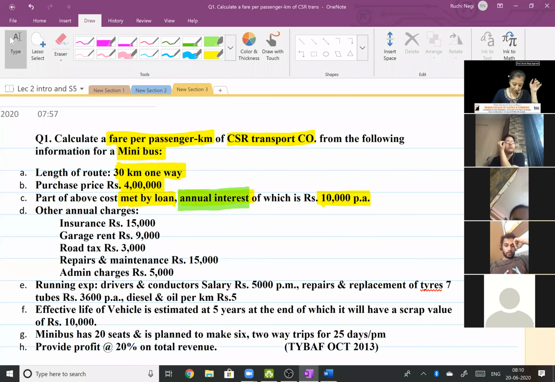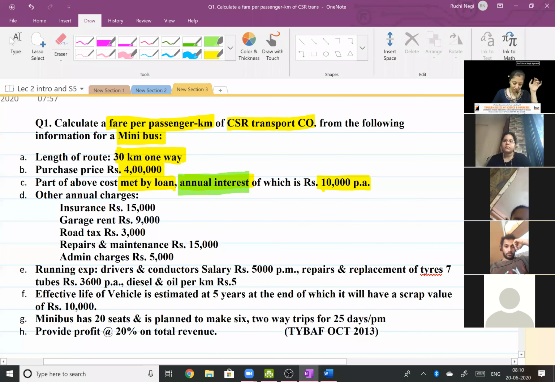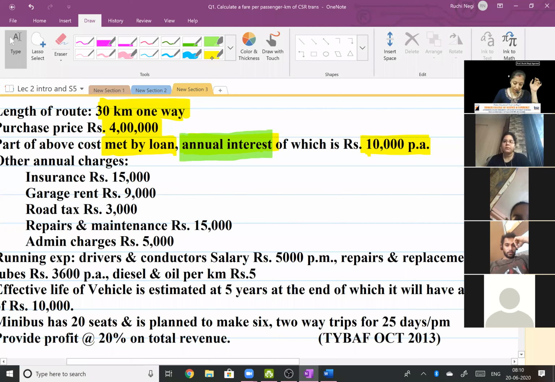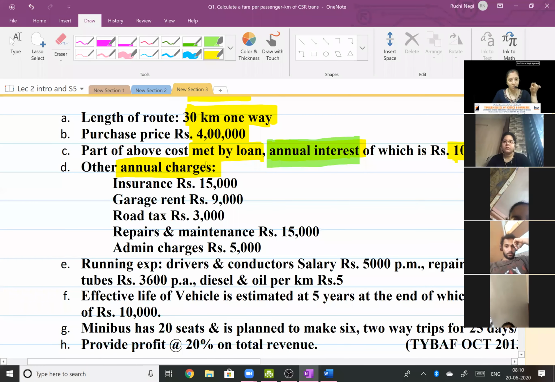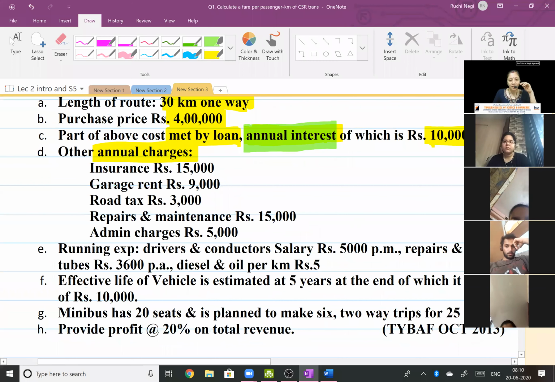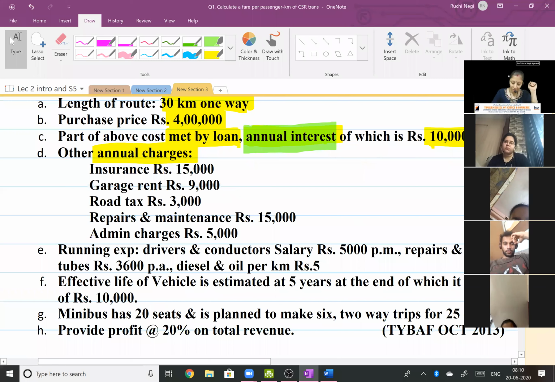Next, other annual charges. Now don't forget students, all the charges are annual. My one more question to you all: is this cost sheet a monthly cost sheet or a yearly cost sheet? Put it in the chat box. Is this cost sheet a yearly cost sheet or a monthly cost sheet?